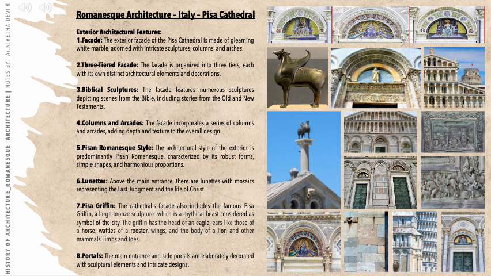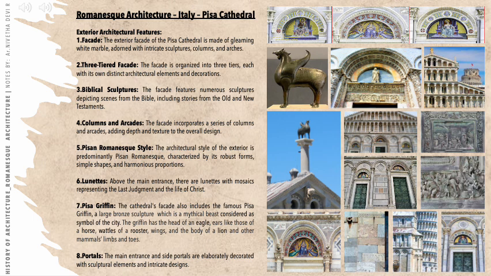5. Pisan Romanesque style. The architectural style of the exterior is predominantly Pisan Romanesque, characterized by its robust forms, simple shapes, and harmonious proportions. 6. Lunettes. Above the main entrance, there are lunettes with mosaics representing the Last Judgment and the life of Christ. 7. Pisa Griffin. The cathedral's facade also includes the famous Pisa Griffin, a large bronze sculpture which is a mythical beast considered as symbol of the city.